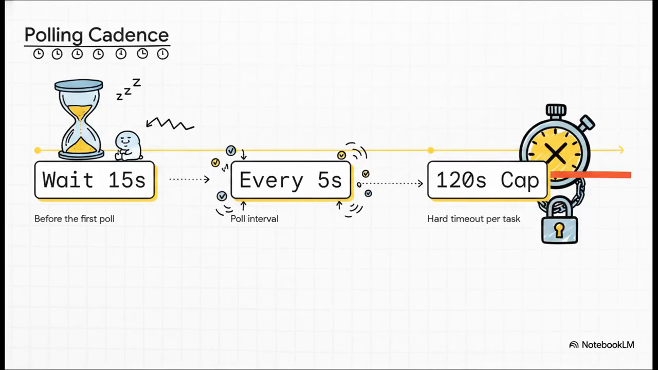Now for the polling. You really don't want to poll too fast, but you also can't afford to wait forever. A highly practical pattern is to wait about 15 seconds before your very first poll, then check in every 5 seconds. And, this is crucial, enforce a strict 120-second hard timeout. You have to cap each task instead of just leaving them hanging open-ended.